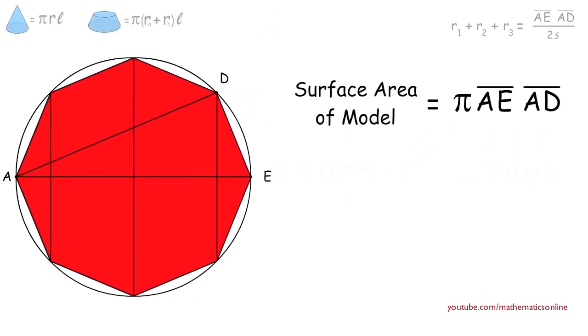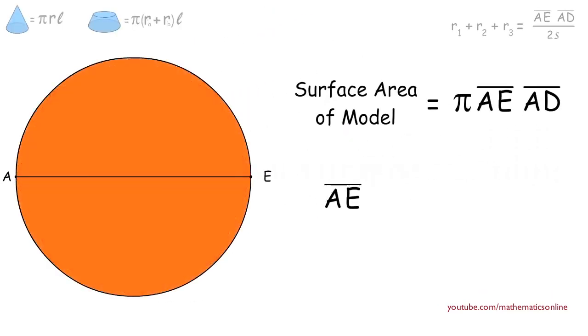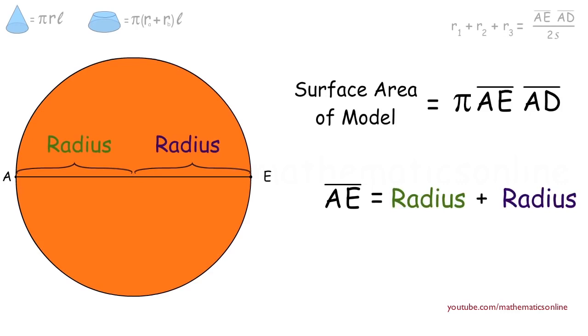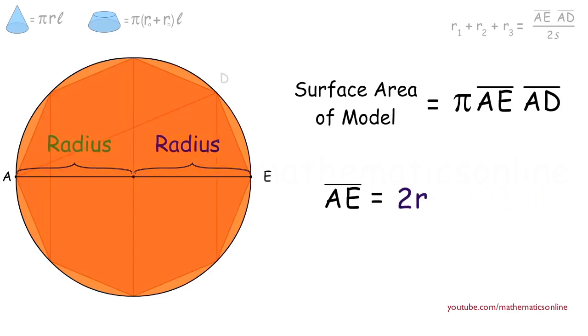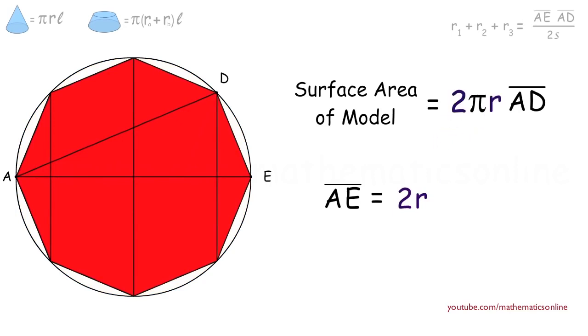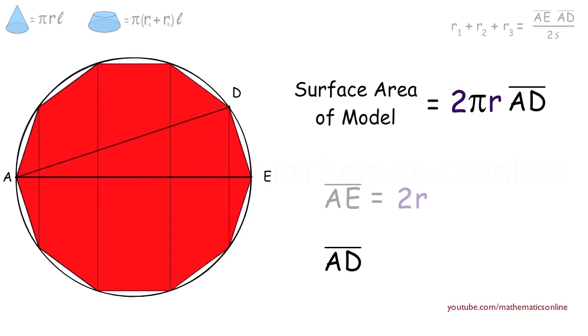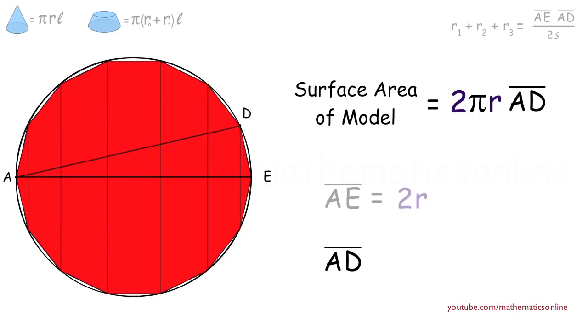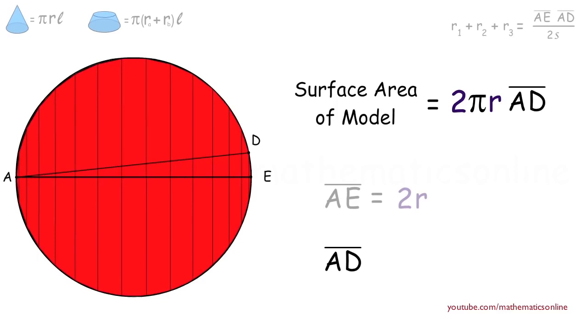Next, let's focus on line AE. And in terms of our sphere, line AE is the diameter, and the diameter is equal to twice the radius of the sphere. Therefore, line AE is equal to 2r. Next, let's look at line AD. So what we are going to do is increase the number of sides of the inscribed polygon, and let's look at what happens to line AD. As we can see, line AD begins to approach the diameter.